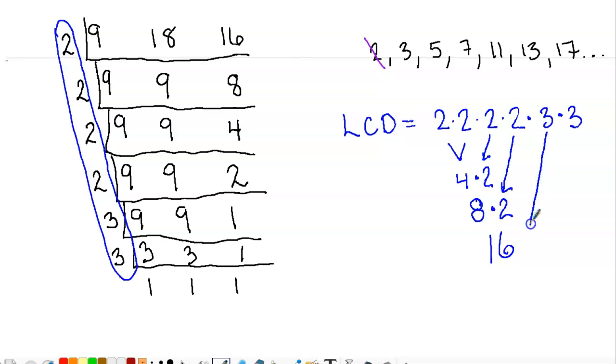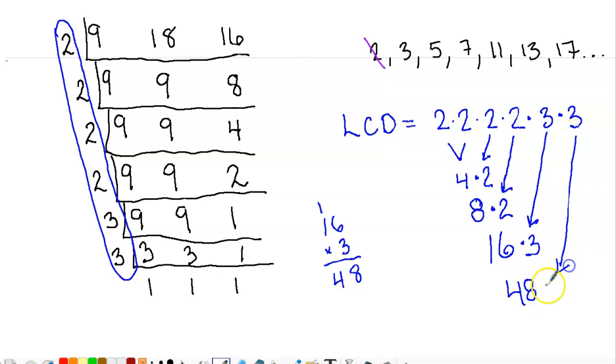Bring down that 3. 16 times 3, off the top of my head, I don't necessarily know, so I'm going to do it by hand, or you could use a calculator for basic multiplication. 3 times 6 is 18. Carry the 1. 3 times 1 is 3, plus 1 is 4. So we have 48, but we have one more 3 to multiply in there.